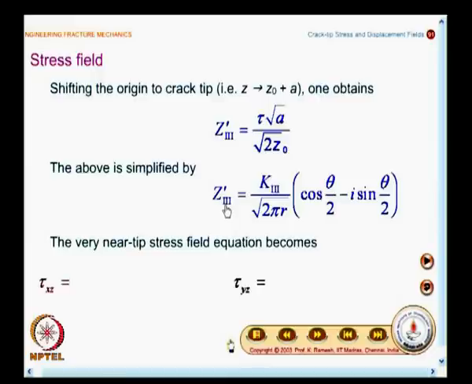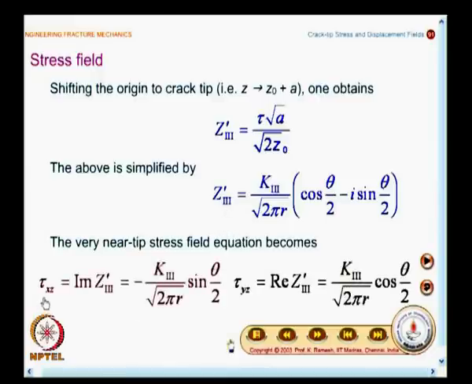Since you know z3 prime, you could write them also. Tau xz is nothing but the imaginary part of z3 prime. So, when you look at the imaginary part here, this is minus k3 divided by root of 2 pi r sin theta by 2, and tau yz is the real part of z3 prime, which you can write as k3 by root of 2 pi r cos theta by 2.